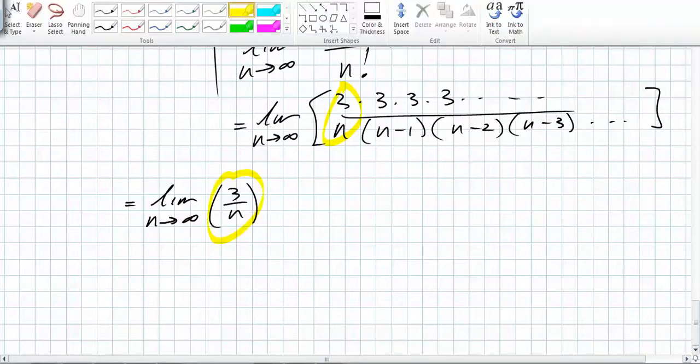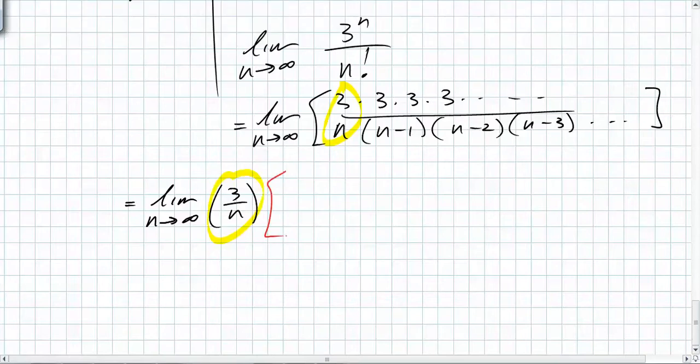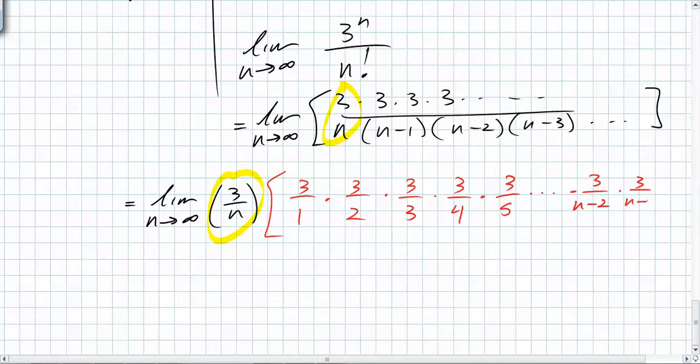There it is. Then, just so you can see it, I'm going to take the rest and put it in a different order. It's going to be 1 over, if I flip it around, what's it going to be on top? It's always 3. So it's going to be 3 over 1 times 3 over 2 times 3 over 3 times so forth, right? All the way up to 3 over n minus 2 times 3 over n minus 1. Do you agree with that?